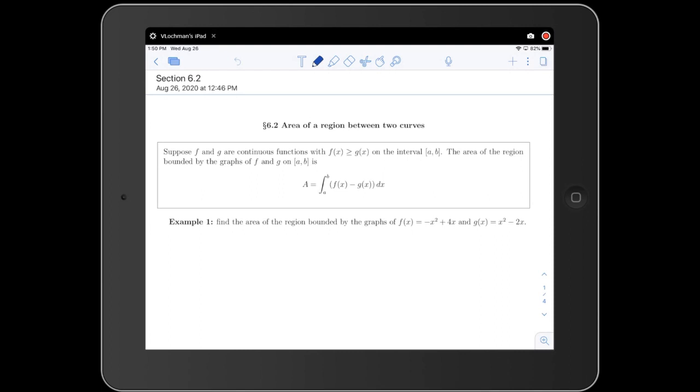The formula says you subtract the two functions, one top and one bottom, and you evaluate your new function on that interval. So let's do as many problems as we can here until our time is up.